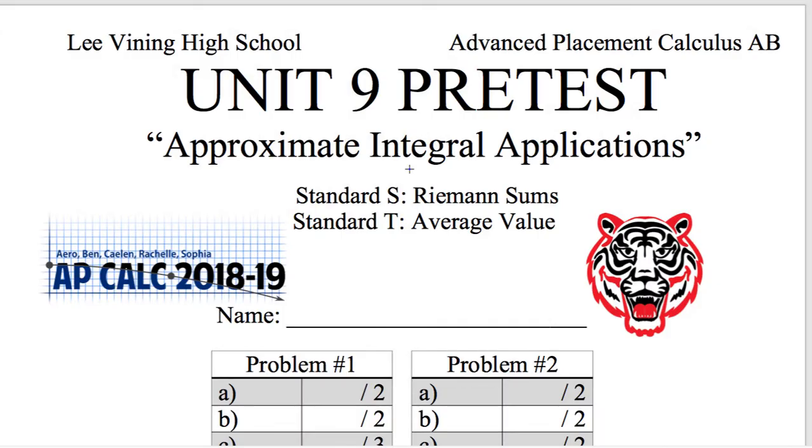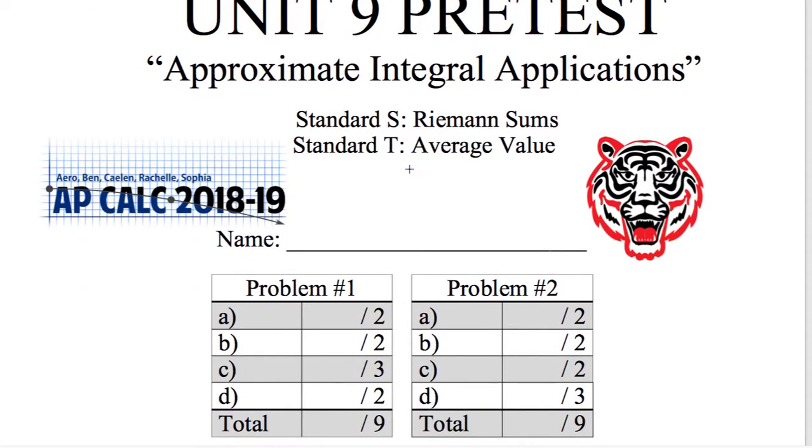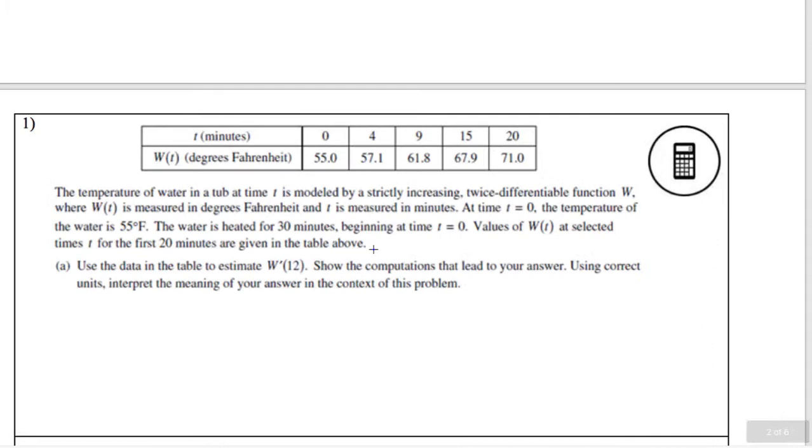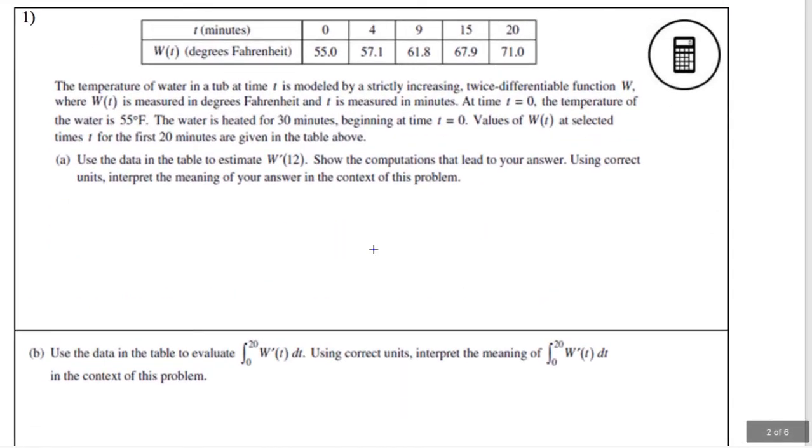Calculus! This is AP Calculus, Unit 9 Pretest. All right, so we're going through the whole thing. This is going to be the key. I'm going fast. I'm going furious. Here we go. This is number 1. This is with the calculator, so we will be needing that.